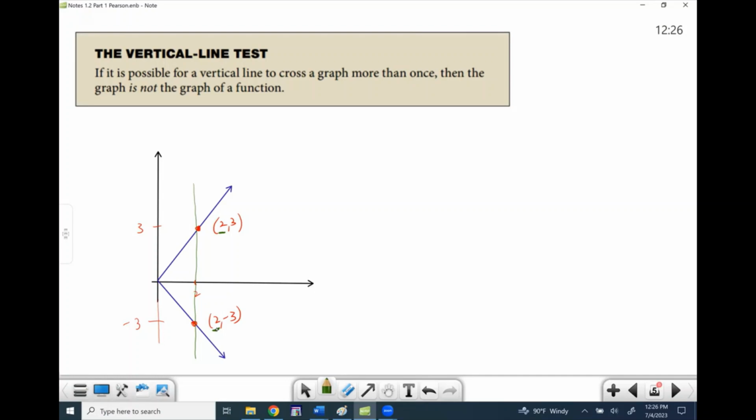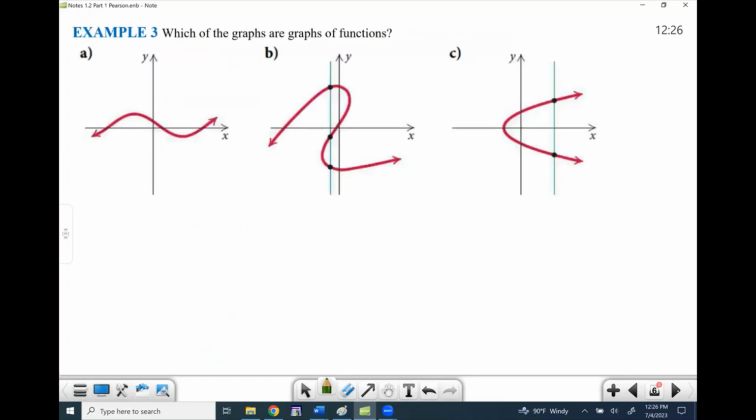So drawing a vertical line will reveal an X value that's going with 2 different Y values. If we draw a vertical line anywhere here, we're only going to touch one time, and because of that, this one is a function. But over here, we can see a vertical line touches 3 times. So this is not a function.